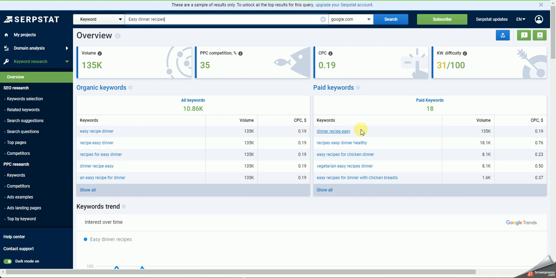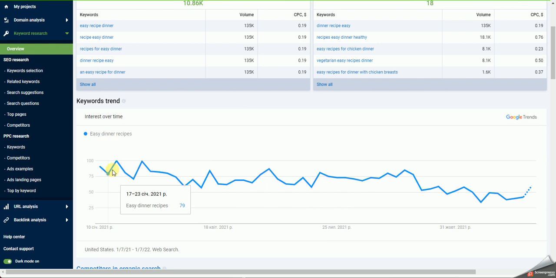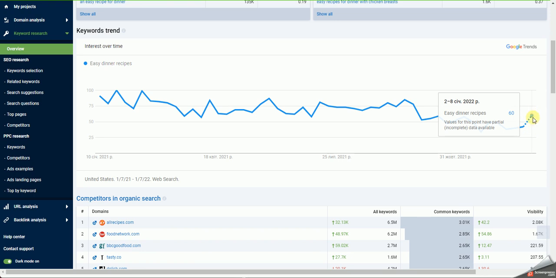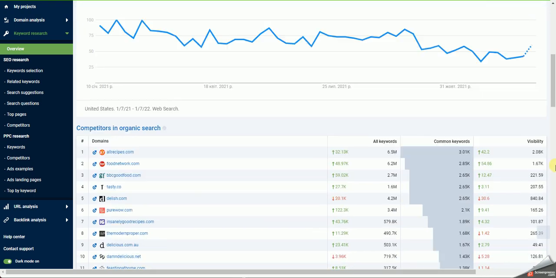It also shows you paid keywords, but that's only if you plan on running a paid Google campaign. And like I said earlier, it shows you the Google Trends for this keyword. It shows us that last year the trend for this keyword started to go down, but now that we're in 2022, the trend is starting to go up. So now would be a good time to write about this keyword if you're a food blogger.